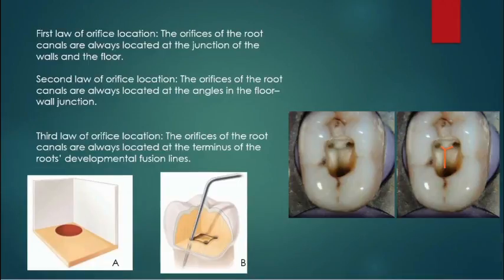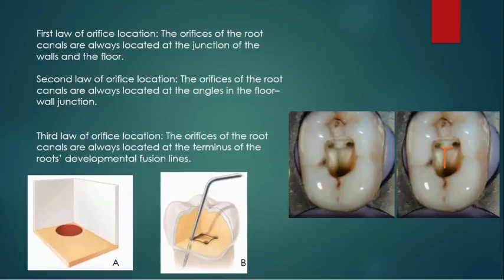Alright, now let's move on to the laws of orifice location. They are 3 in total. The first one says that the orifices of the root canals are always located at the junction of the walls and the floor. We can see this in figure B.